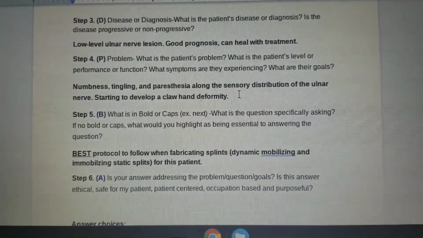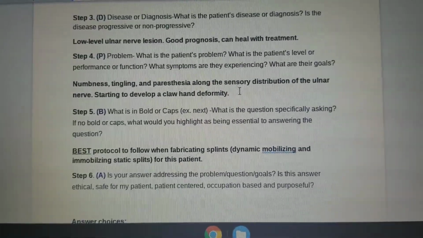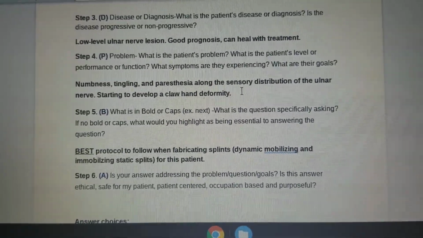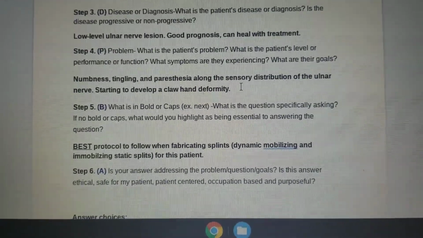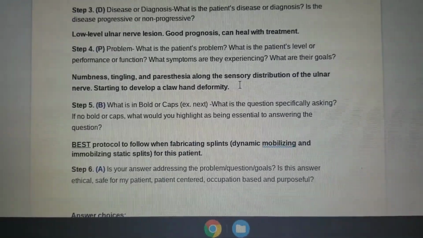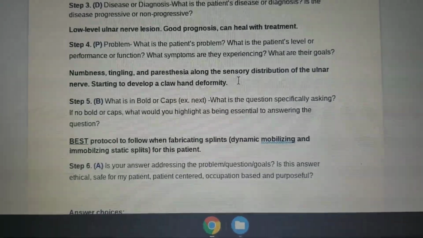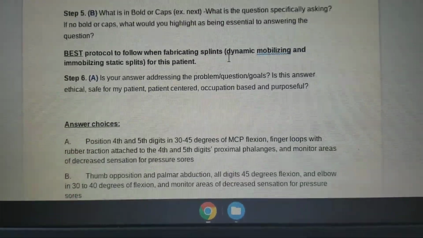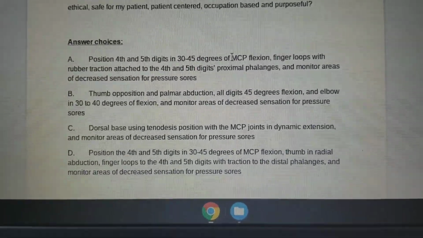Now in step 5, we want to pay attention to what's in bold or in caps or what says next. In this question it says the best protocol to follow when fabricating splints, the dynamic mobilizing and immobilizing static splint for this patient. So now let's get to the answer choices for step 6. Let's read the answer choices slowly and carefully.